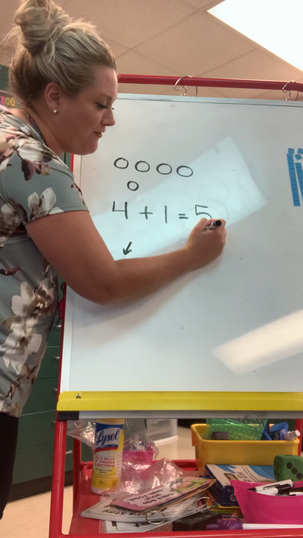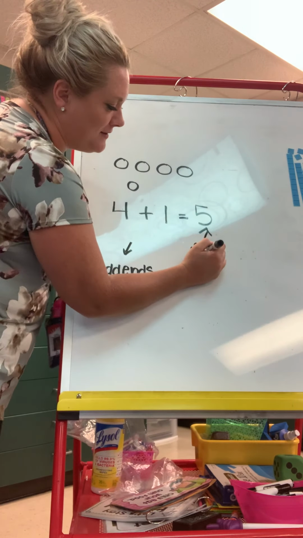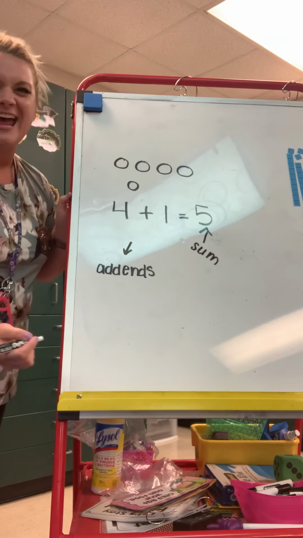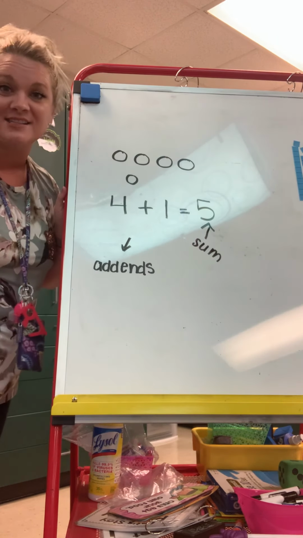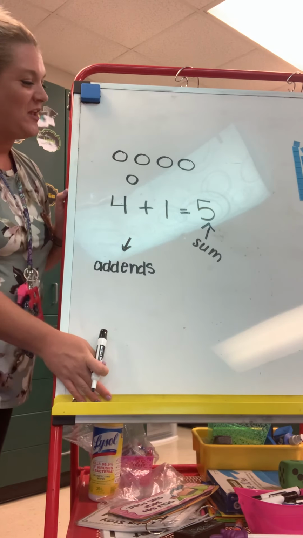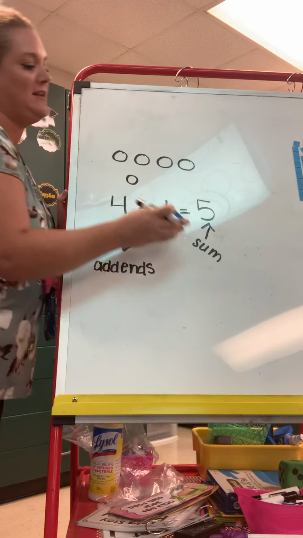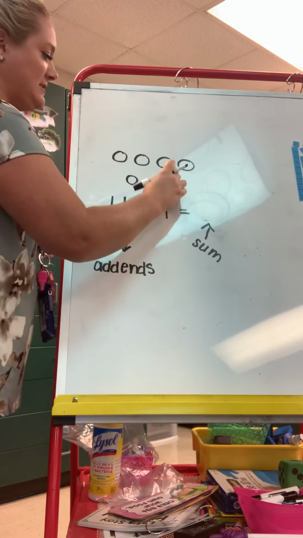The number 5, I like to call that my sum. Sum. S-U-M. Can you see that? S-U-M. Not sun, sum, okay? That's also known as your answer, right? Okay, and so let's try flip-flopping this around.